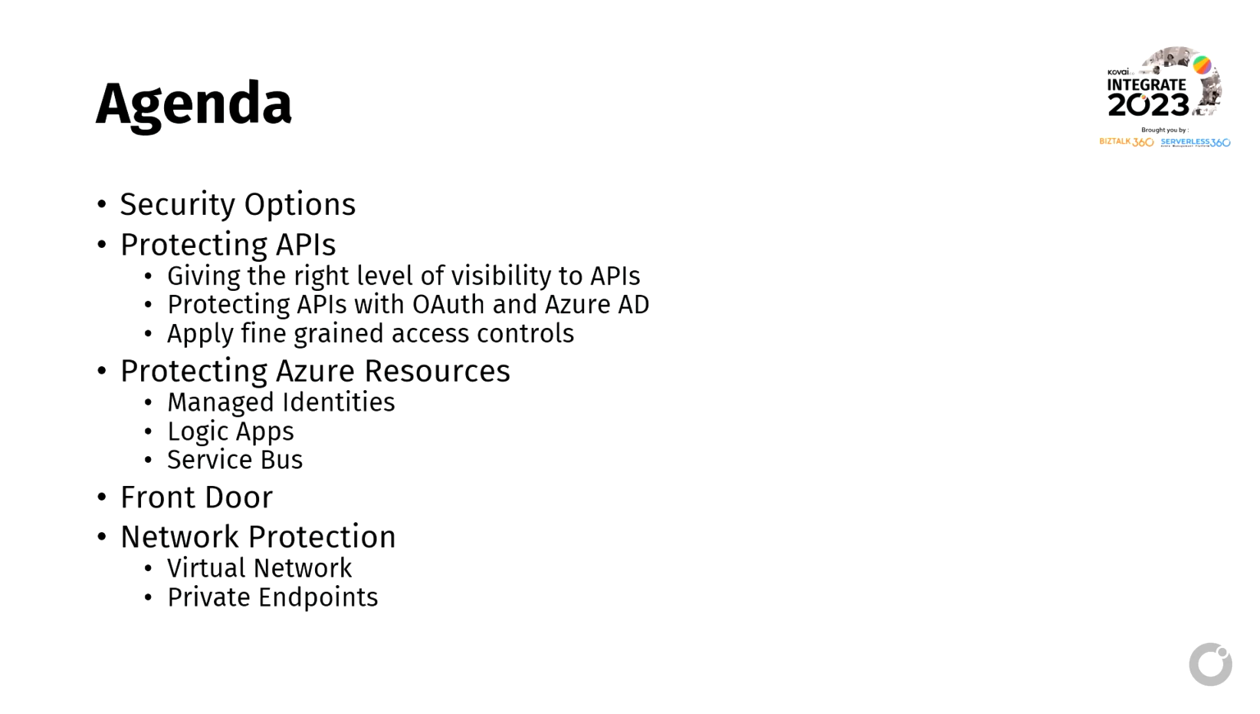The second is how do you protect Azure resources, and I'm going to explain how to do that by using managed identities. Then we are going to go a little bit into Front Door and also a little bit more into doing network protections.